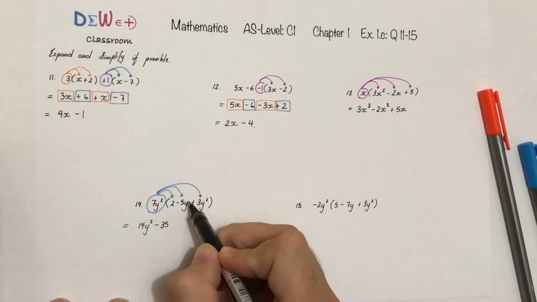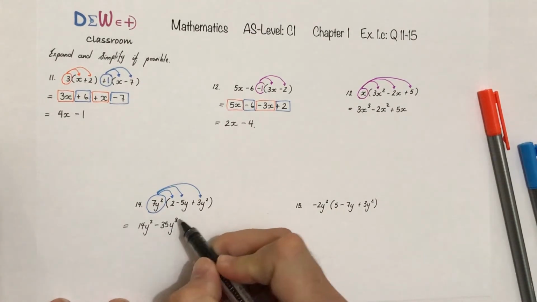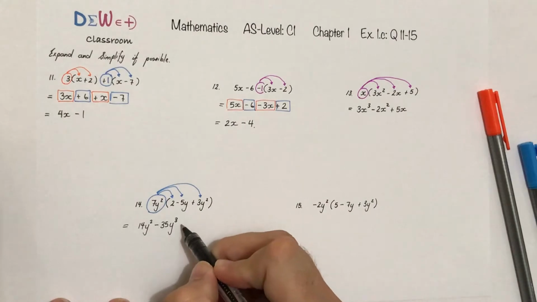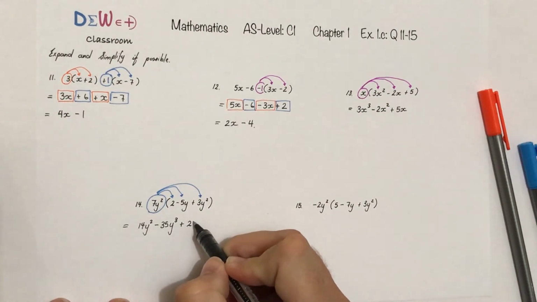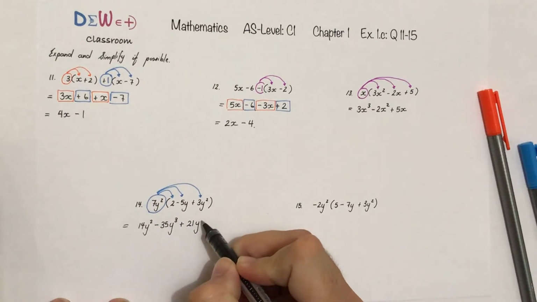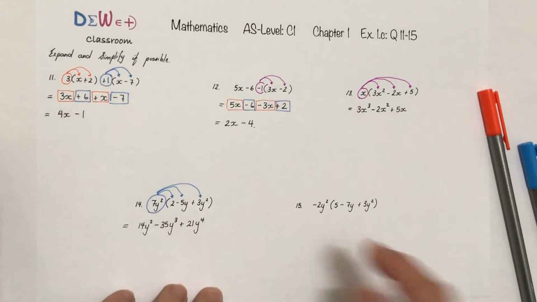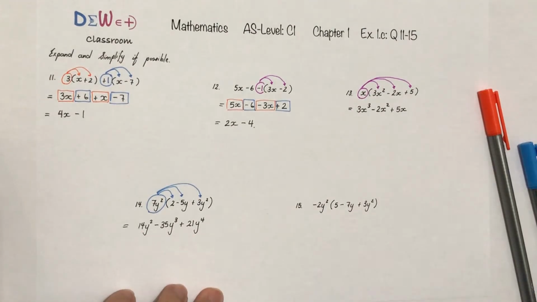Y squared times y is y cubed. And 7 times 3 will give you 21. Y squared multiplied by y squared will give you y to the power 4. Clearly, once again, there are no like terms, so that is your final answer.